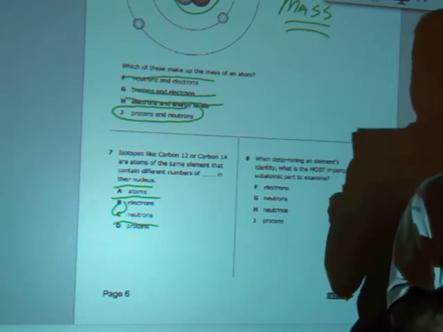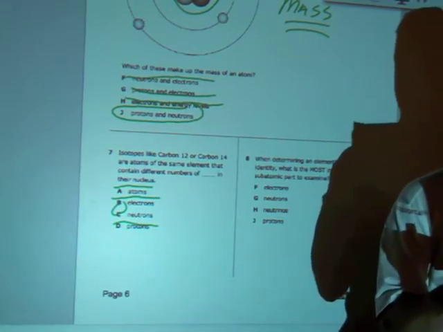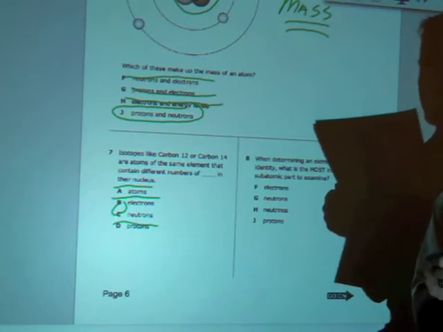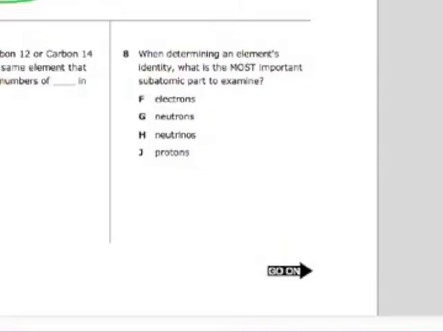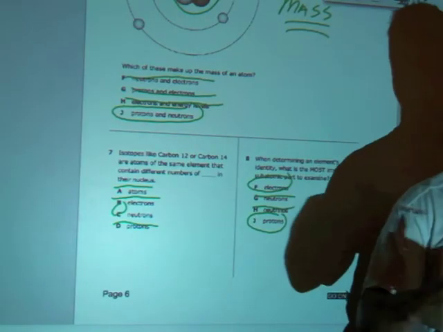When determining an element's identity, what is the most important subatomic particle to examine? So it's identity. Okay? Are the electrons important? No. The valence ones are, right? Yeah. So that could be true. How about the neutrons? Not so much. How about the, what is that? Neutrinos. No. Never heard of neutrinos. Protons. Yes. Okay, let's take a look at our periodic table.